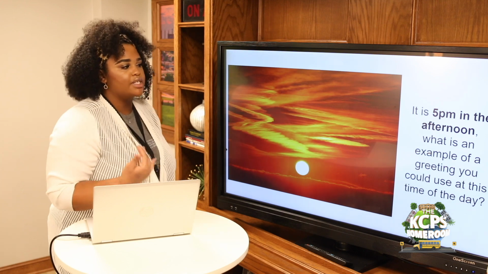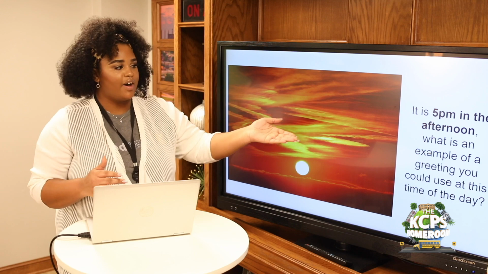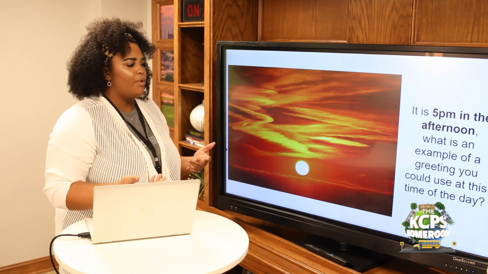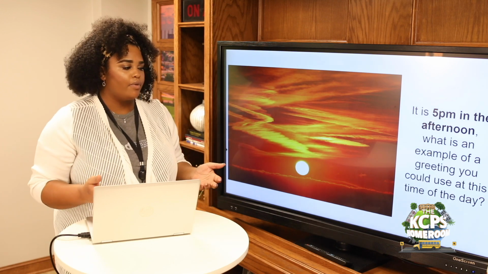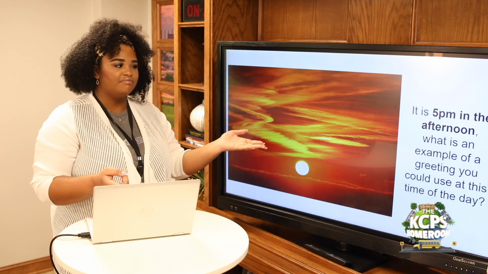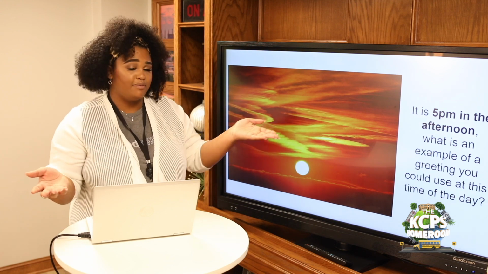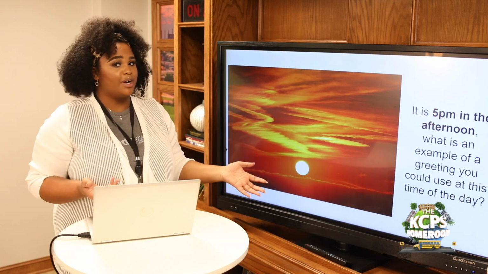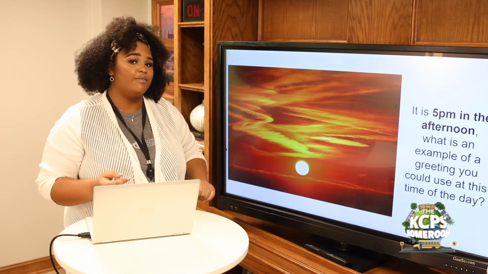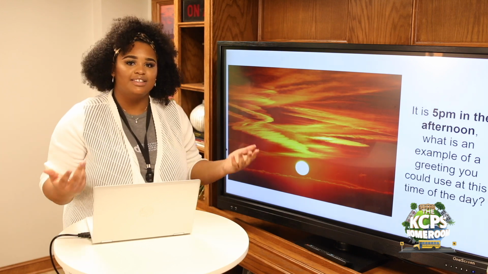This time we're more specific with what time it is. So, looking at this image, it's 5 p.m. in the afternoon. So I want you to think of an example that you could use at this time of the day. Would it be good morning if it's 5 p.m.? Would it be at night since it's 5 p.m.? Or would the afternoon work the best? I think the afternoon would work the best. So that means we would use buenas tardes.